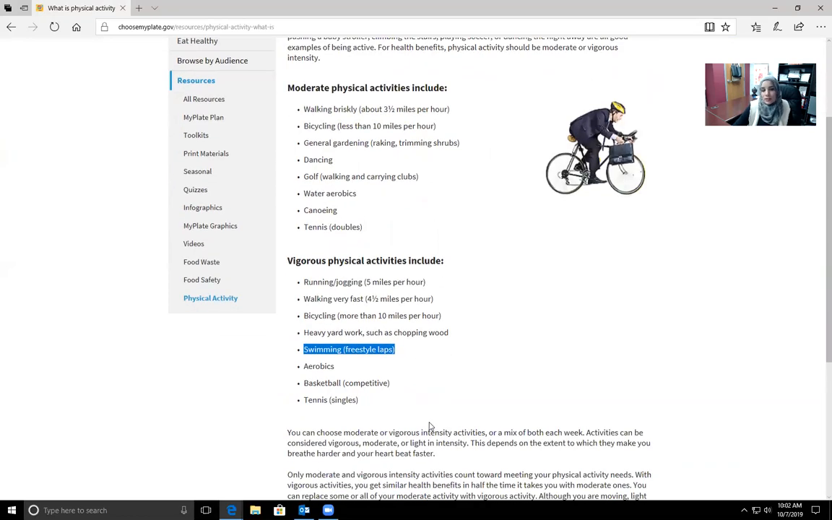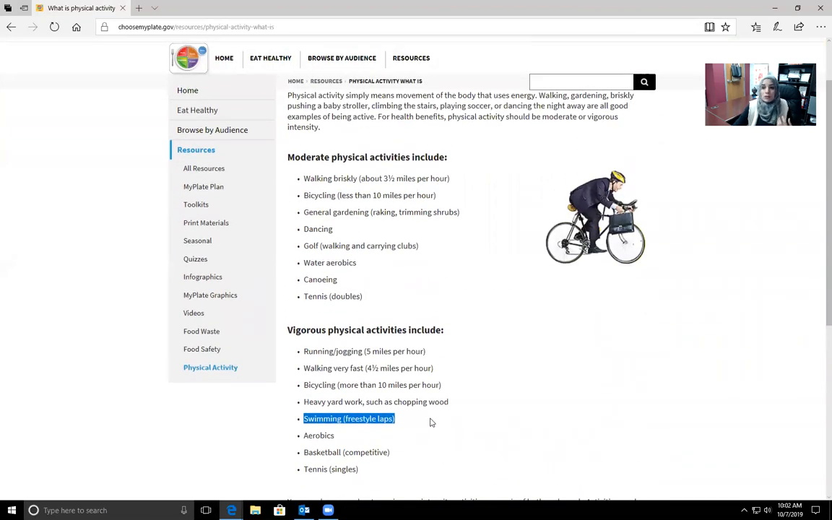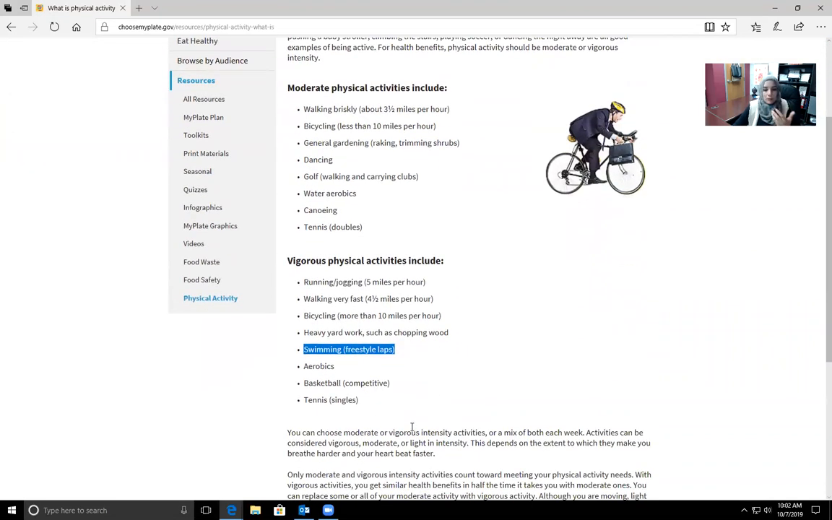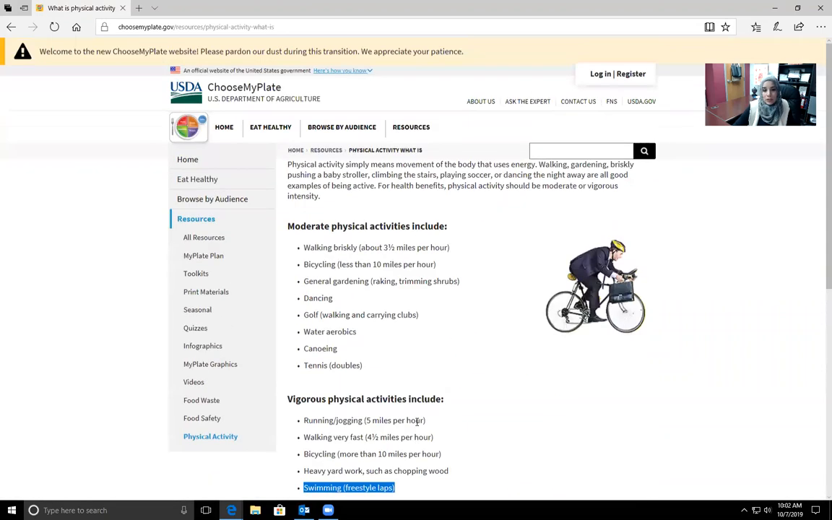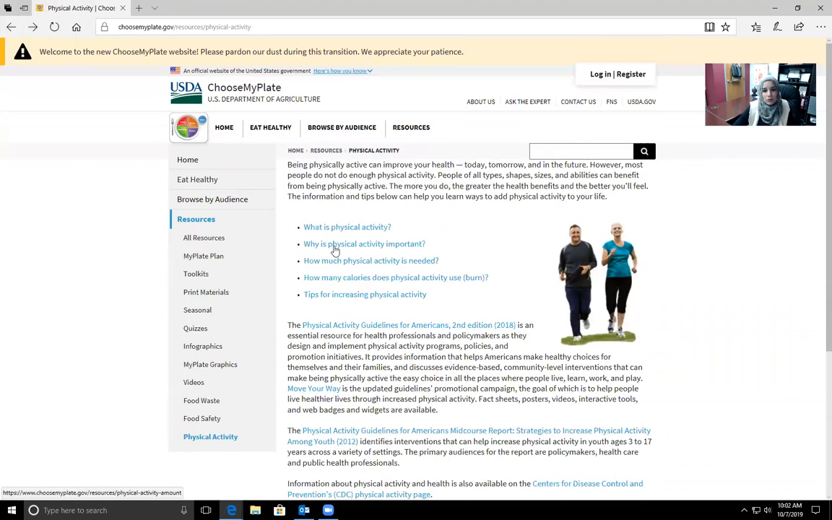These are just examples of what would count towards moderate to intense activity. Anything below that would not meet the requirement of being physically active or meeting the recommendations for that activity per day. Right, go back to the physical activity.